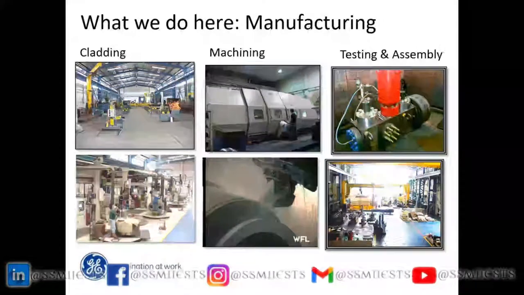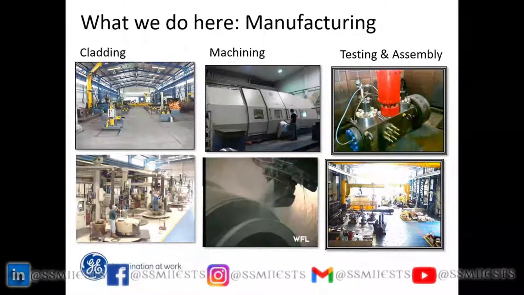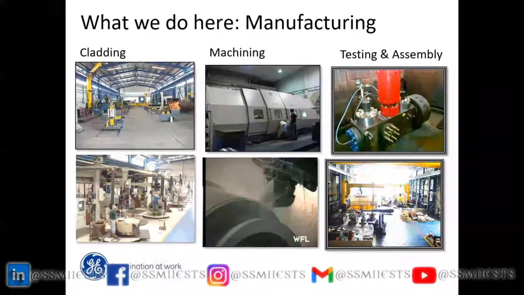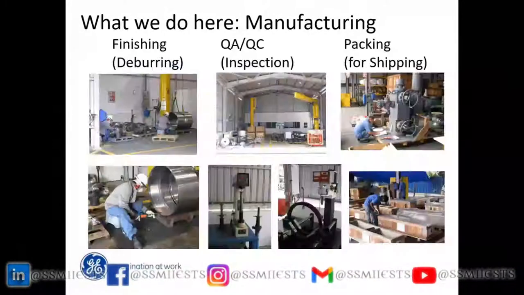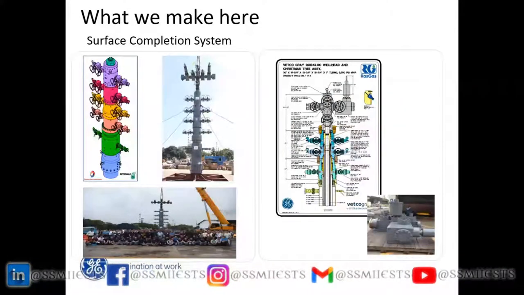So cladding, machining, and assembly and test: this is the main activity we do. The supporting activities are inspection, deburring, packing, shipment, hardness testing, everything, right? But the main manufacturing processes fall into these three categories.